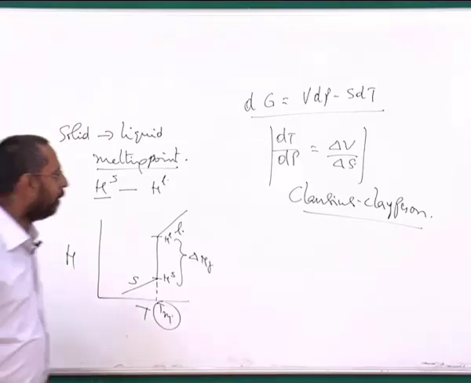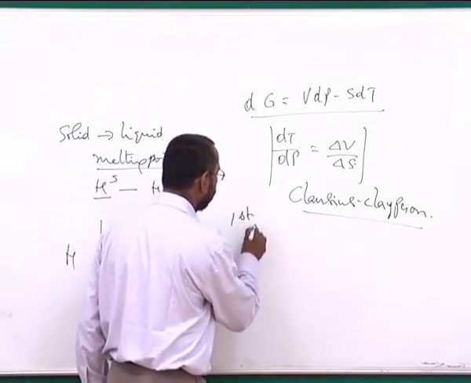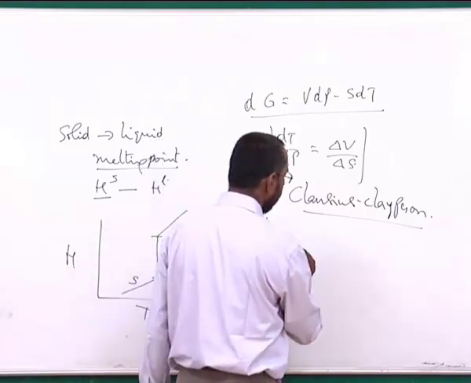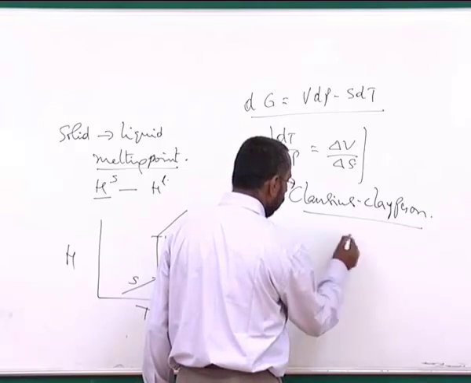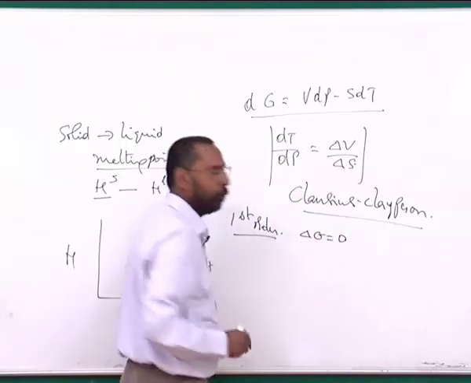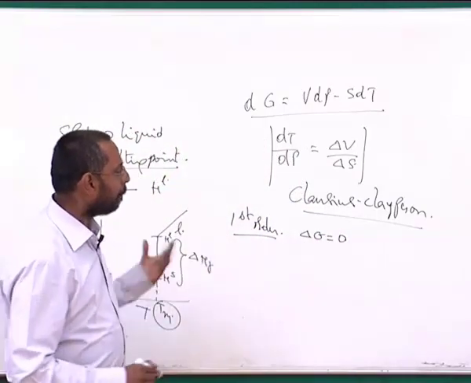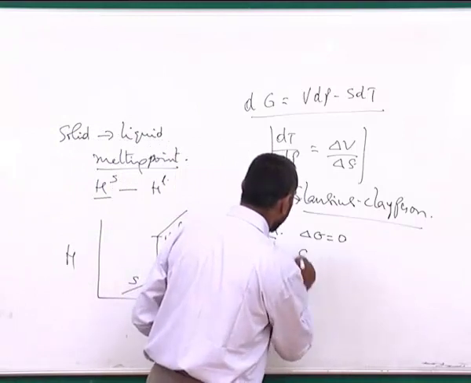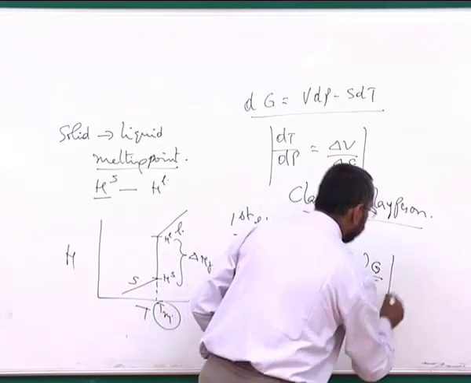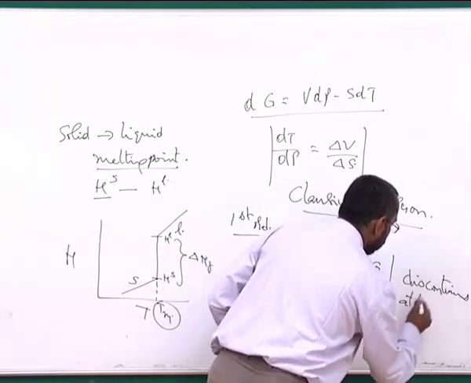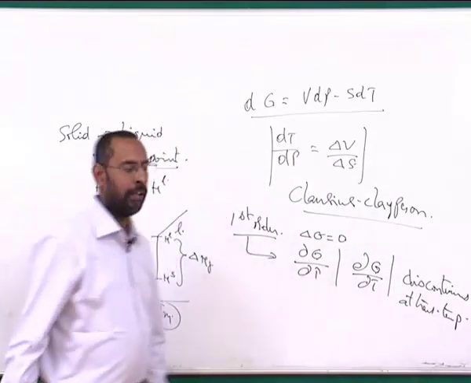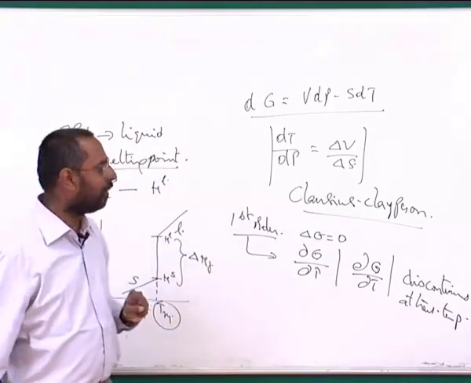For example, there are certain transformations which are called first order transformations, where the free energy at the transformation temperature, delta G, is 0, but the first differential of free energy with respect to temperature or pressure for that matter, the first differential dou G by dou P and dou G by dou T, these two are discontinuous at the transformation temperature. This is the characteristic of a first order transformation. The actual free energy itself is continuous.